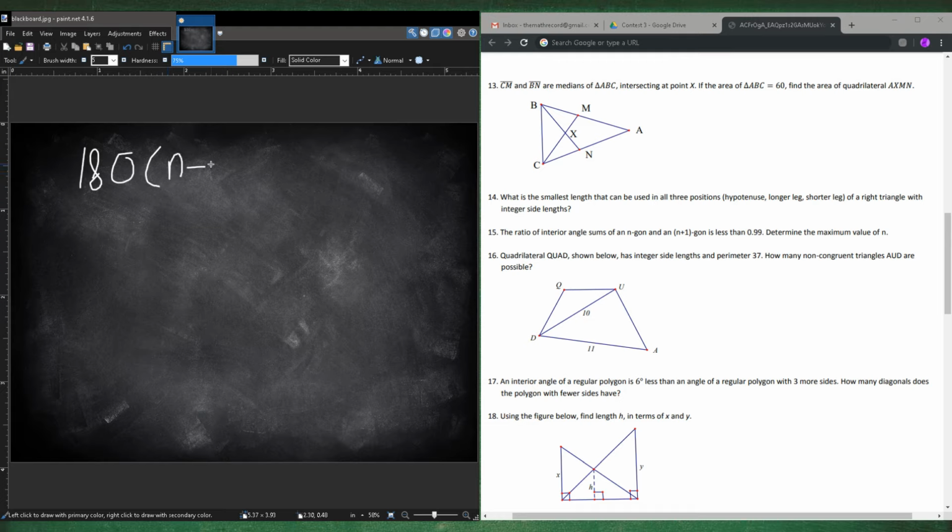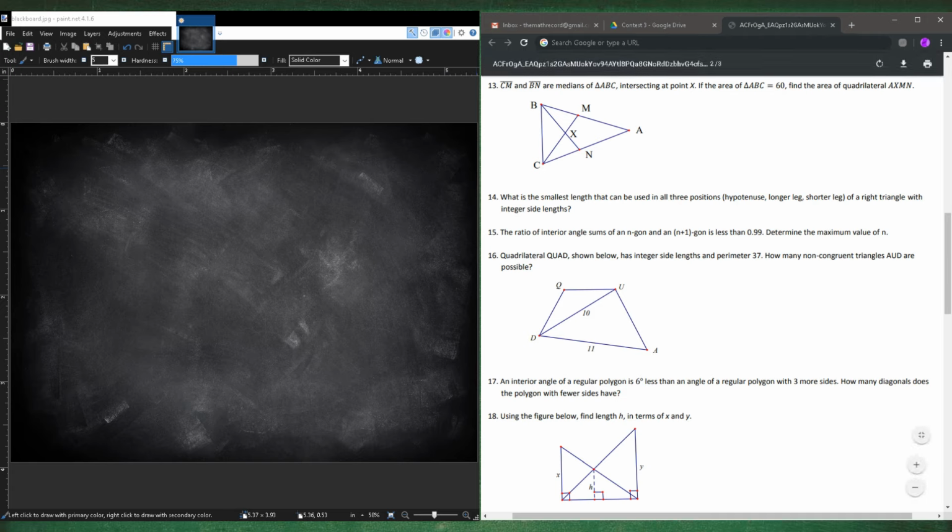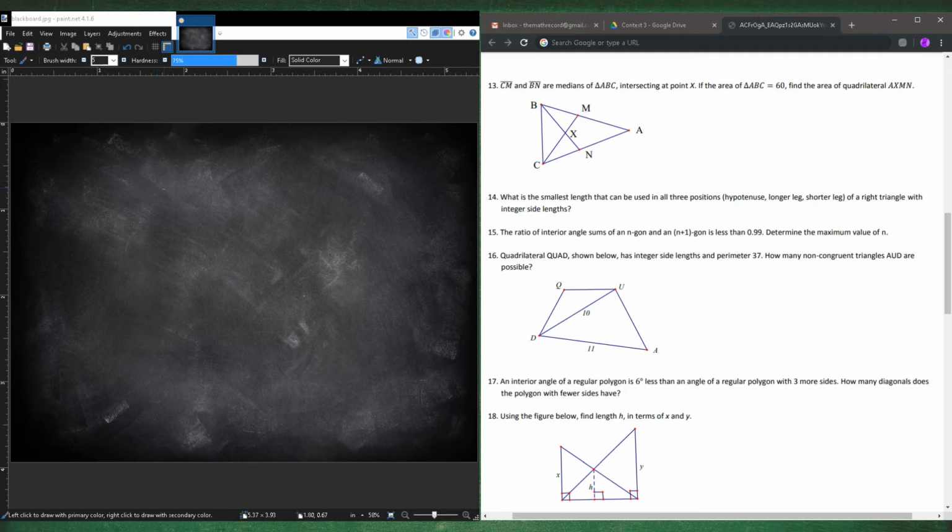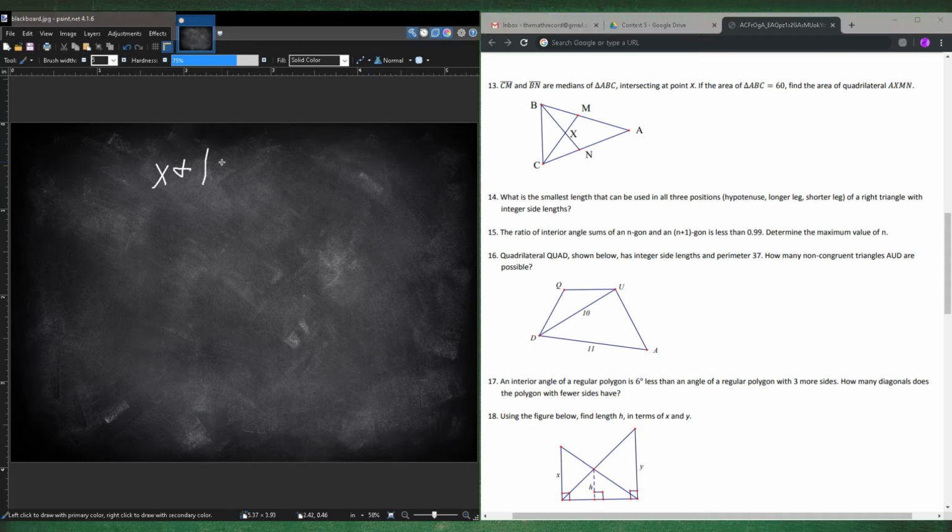Number 16, quadrilateral QUAD, shown below, right here. QUAD has integer side lengths and perimeter 37. How many non-congruent triangles AUD are possible? So first we have to find the smallest possible length for UA. The smallest possible length is such that two of the smaller lengths have to add up to greater than the larger length. So let's say UA is equal to x. So x plus 11 plus 10 has to be greater than 11. So x just has to be greater than 1. So the smallest integer is 2.